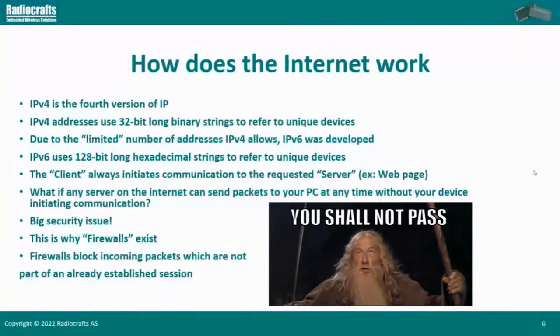So IP version 4 is the fourth version of IP. It uses 32-bit long addresses. But of course, due to the limitation that these addresses can run out and the number of nodes can be more than addresses available, now we also have IP version 6, which is longer and can cover all the very high number of nodes projected for the future.